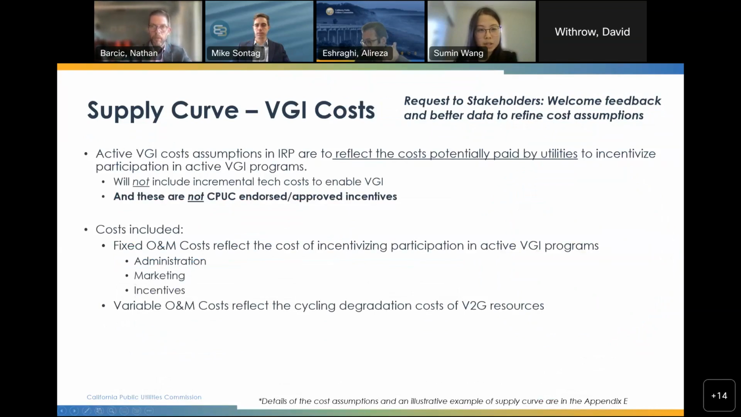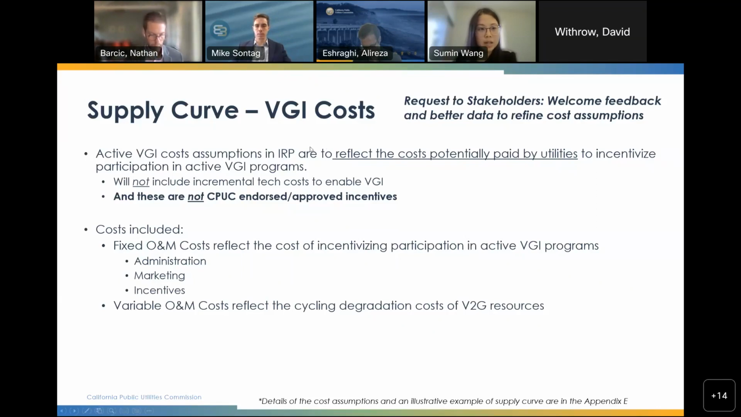So in addition to potential, we also need costs. The active VGI cost assumptions we developed for the IRP will only reflect the cost potentially paid by utilities to incentivize participation in active VGI programs. Therefore, we will not include any incremental technology costs to enable VGI. And we want to clarify that these are not CPUC endorsed or approved incentives. This only reflects the modeling assumptions.